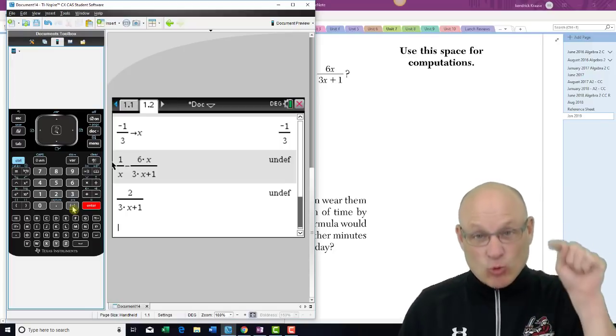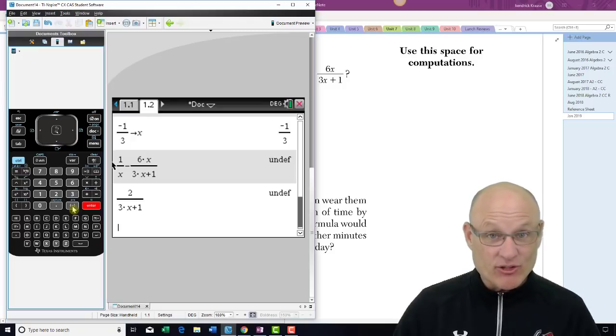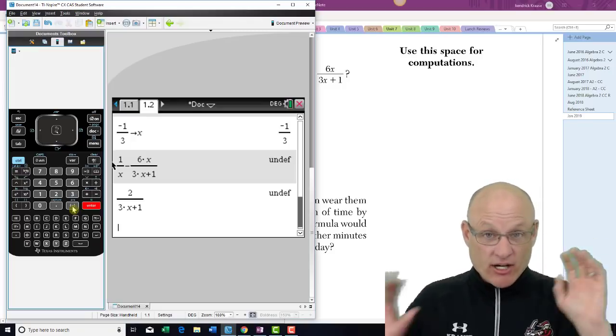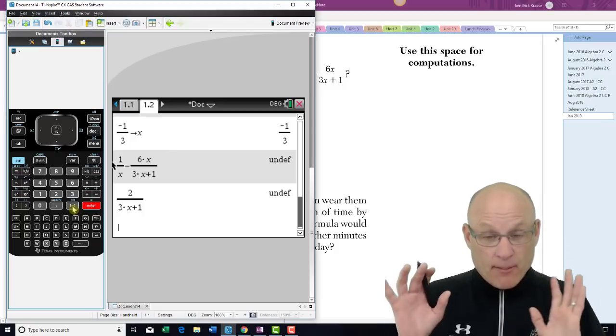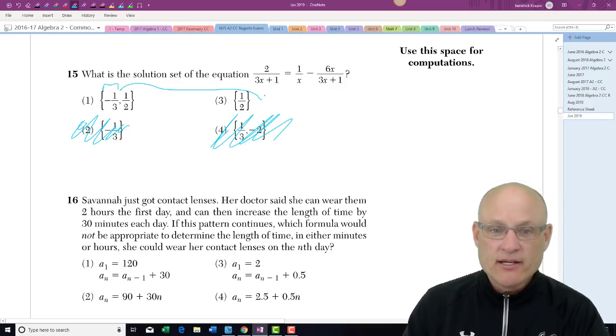Undefined does not equal undefined. Undefined means, sorry, that's not an answer. I can't say it enough. Undefined does not equal undefined. No, it means it crashed. And the reason it crashed is because if you type in negative 1/3, this turns out to be 0.